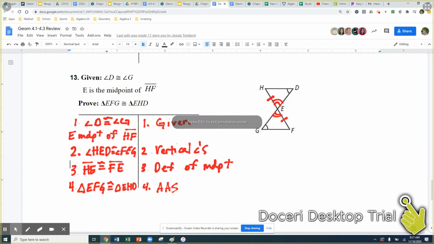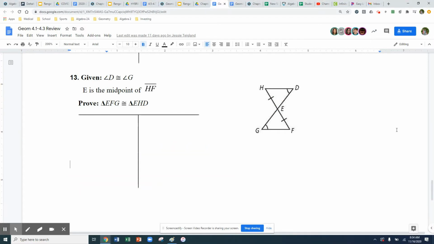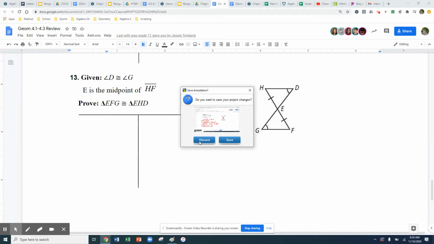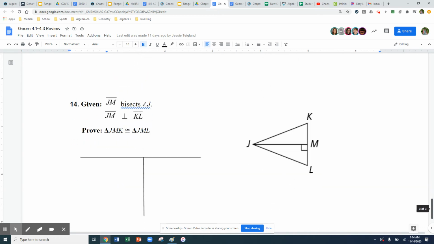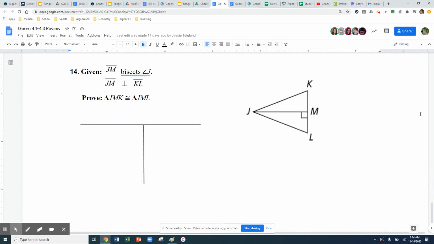Am I okay to erase this one? Okay. Heading to 14. On to 14. Here we go.